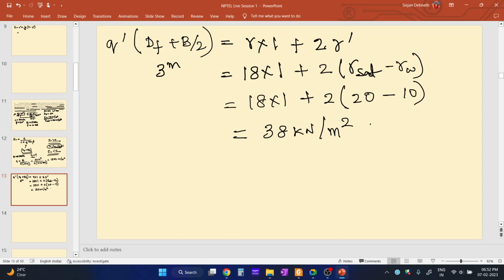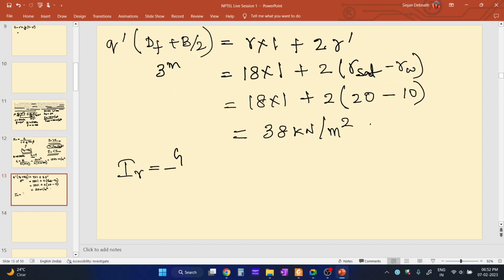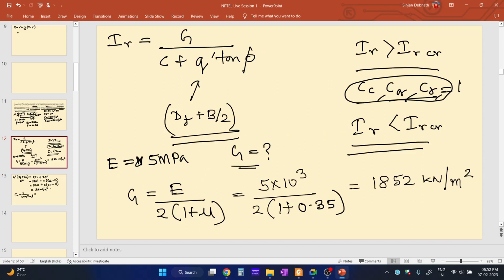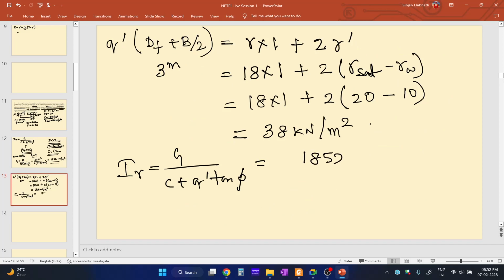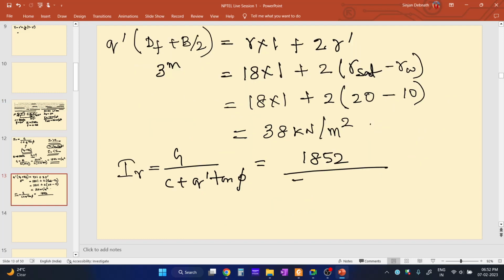Okay. Now IR. IR is G by C plus Q dash tan phi. You know the value of G, right? What is the value of G? This one, 1852. You also know the value of C, 50 kPa. Plus you also know the value of Q dash at Df plus B by 2. It is 38.